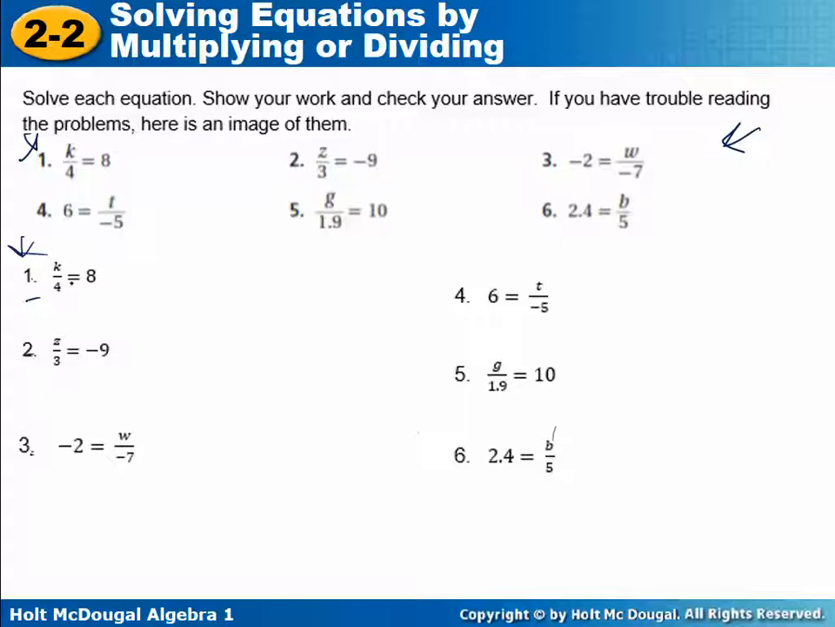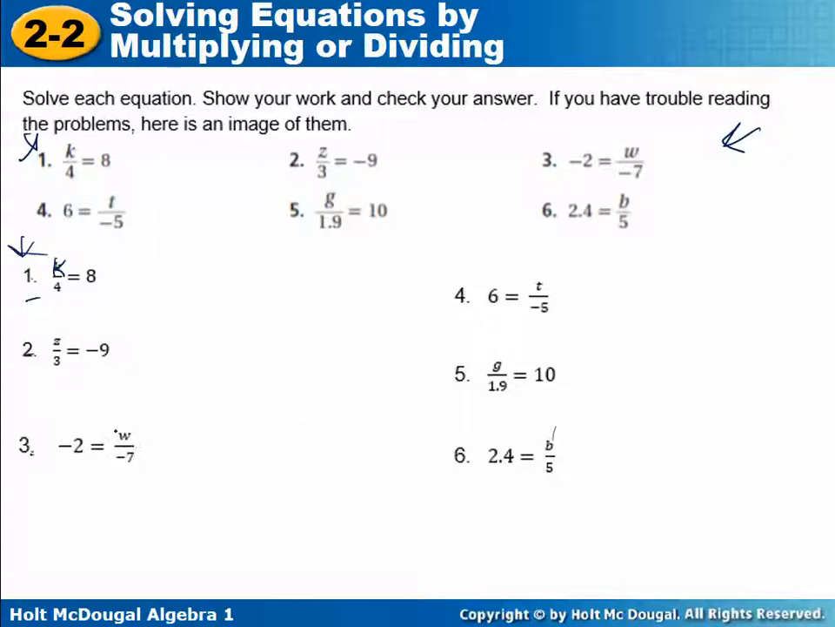So, all right, number 1, k divided by 4 equals 8. So the variable is k, and you think to yourself, I have k and it's being divided by 4. What is the opposite of dividing by 4? And the answer, of course, is multiplying by 4. So you'll multiply both sides of the equation by 4, and then you'll cancel it on the left side, and you'll get your answer. Let's do number 3.